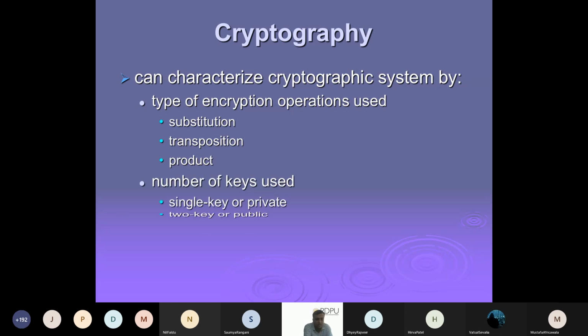Okay, so the number of keys: you can use a single key. In terms of our door example, I can use one key to open the door and close the door. Or, as a second methodology, I can use one key to open the door and a second key to close the door, right? We will see this in more detail in your upcoming units: public key, that is your unit 3, and the applications of these two keys, that is what we call digital signatures, right?